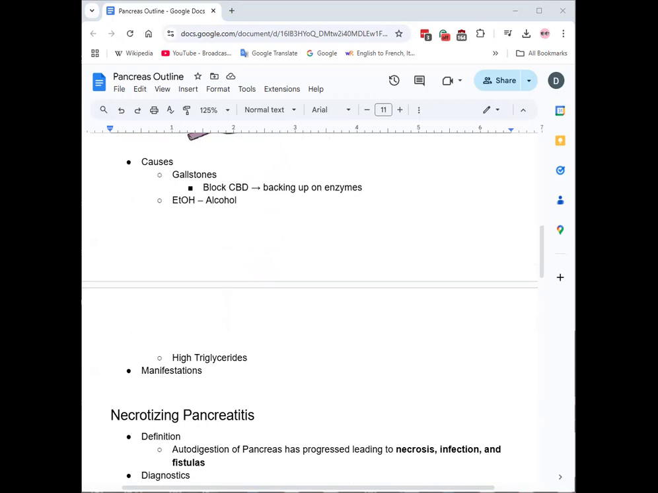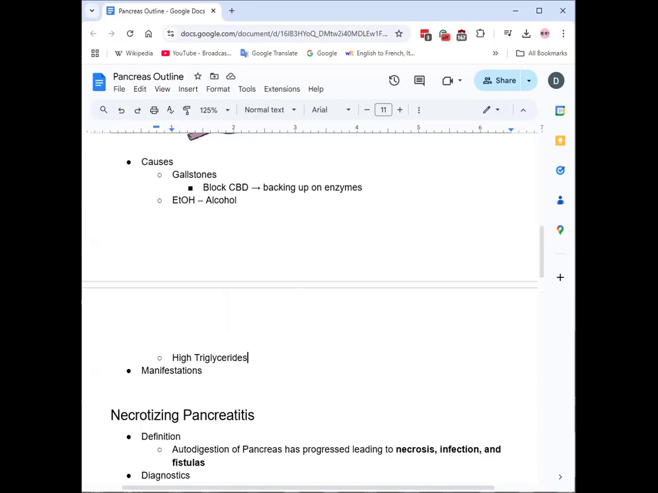Let's see here. I know there's other ones he mentioned. So other causes would be traumas, autoimmune, certain drugs, ERCP, mumps as well. A lot of different stuff, but I think these are the main ones to really focus on. There's also random scorpion bites. Pregnancy, I think, was one of them as well. Hypercalcemia.